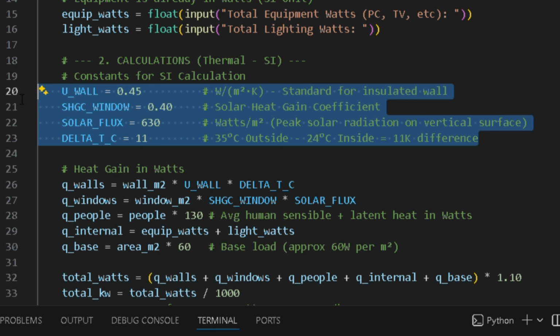Solar_flux = 630. Delta_T_C = 11. These constants represent typical building conditions.